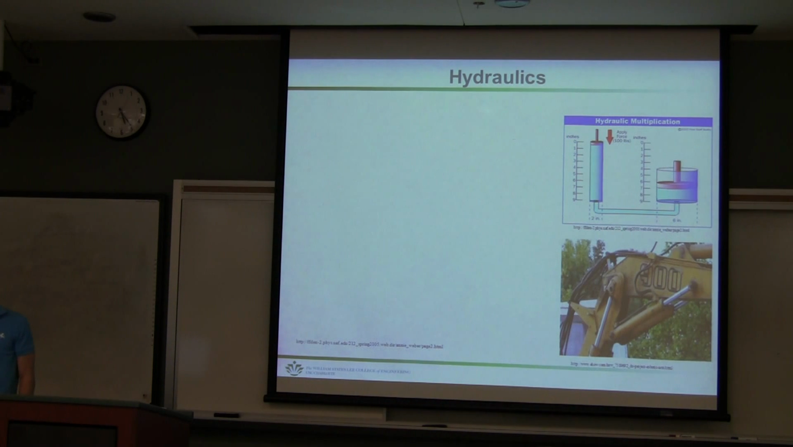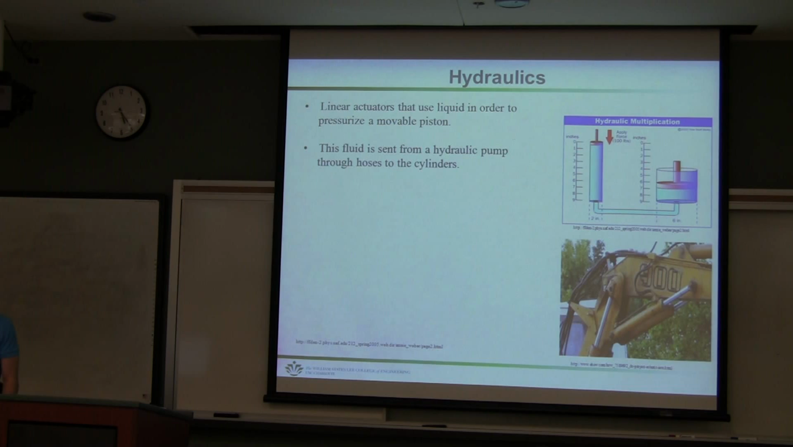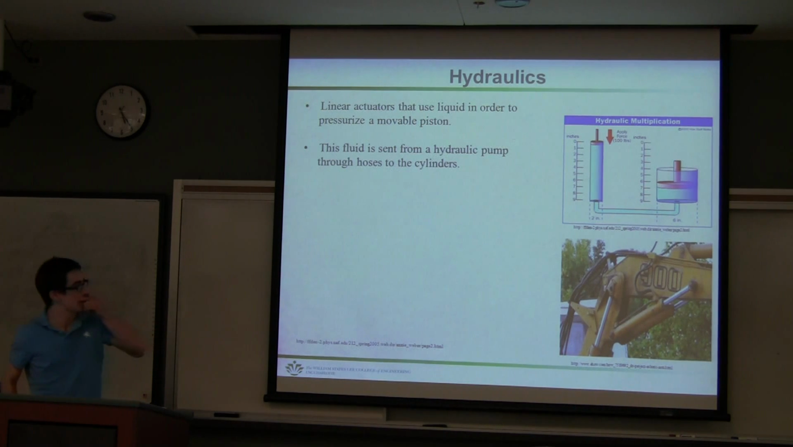I did hydraulics, and they're basically linear actuators that use liquid in order to pressurize a movable piston. The fluid is sent from a hydraulic pump through hoses to the cylinders. On the lower picture there, you can see the hoses that are attached to the actual pistons, and they're connected to a hydraulic pump that pressurizes the lower cylinder, which would raise the ramrod, the silver part, forward. It's capable of lifting a high amount of weight.